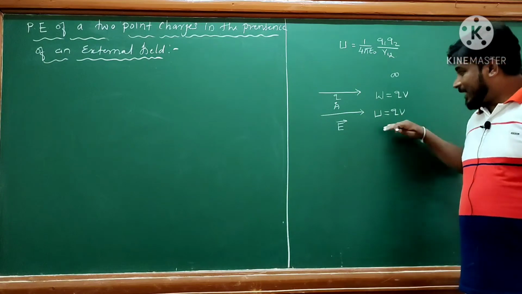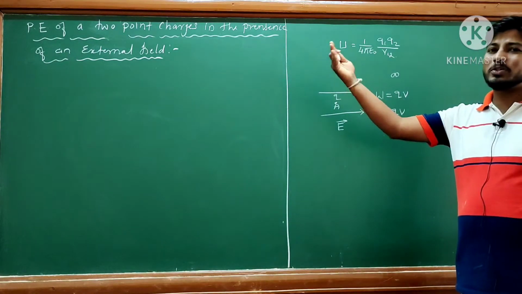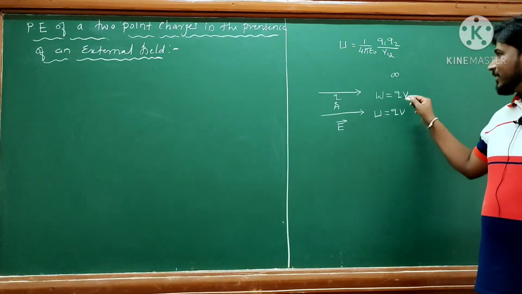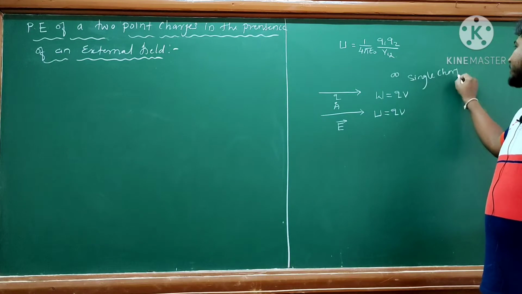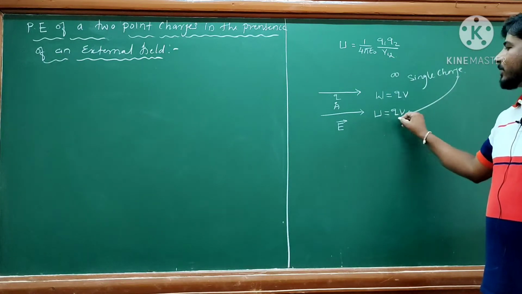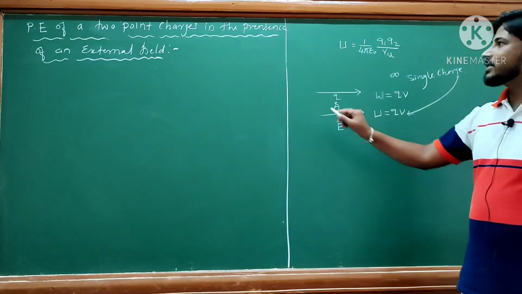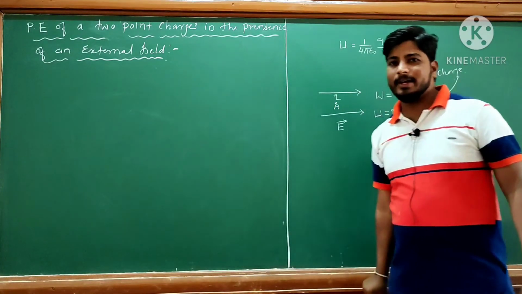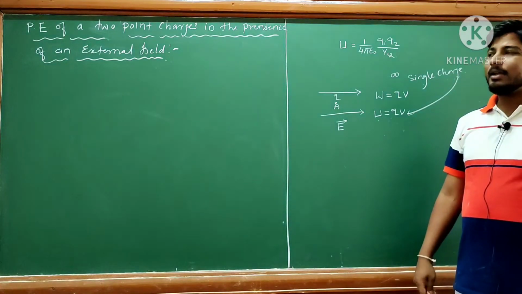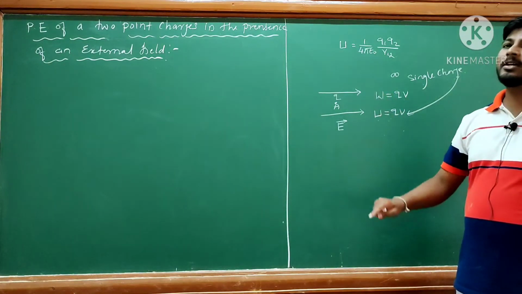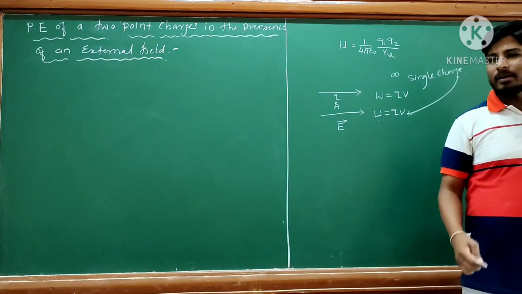In the same way, we will find the potential energy of the two point charges. This is the expression for the single charge, U is equal to QV, the potential energy of the single charge in the presence of the external electric field. Now we will find the expression for the two point charges in the presence of the external electric field.